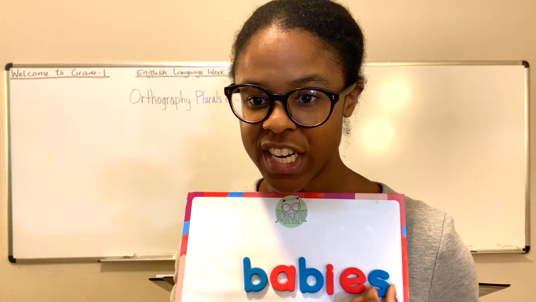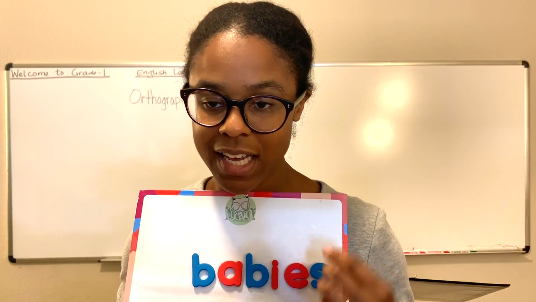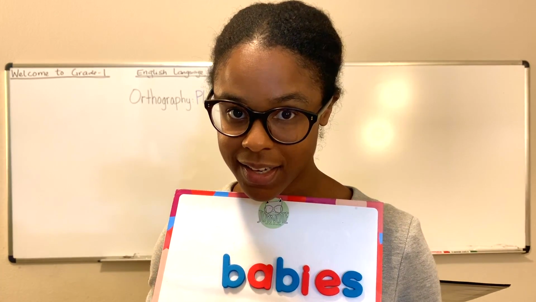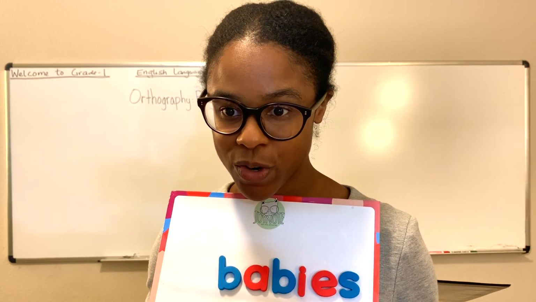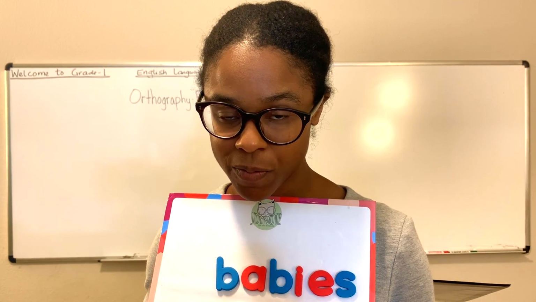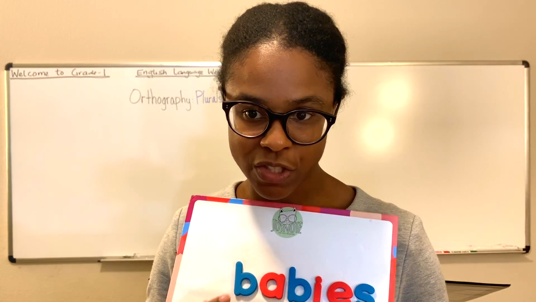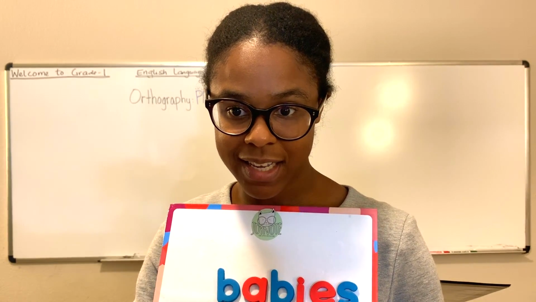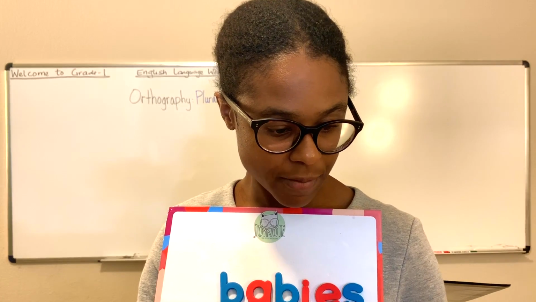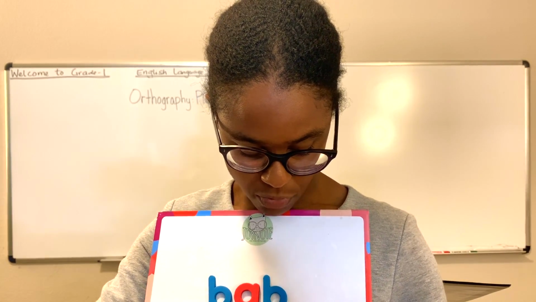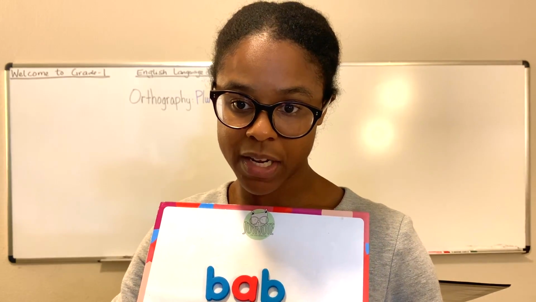B-A-B-I-E-S. We change the Y to I-E-S because the Y was preceded by a consonant. If the word is preceded with a vowel, then you just add an S, okay? And I'll give you some examples of that very soon. So babies, B-A-B-I-E-S, change the Y to I-E-S. Let's try another one. We'll just move these down because we'll use this combination a lot.